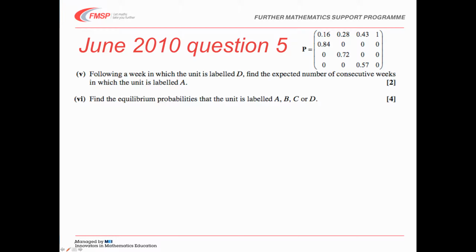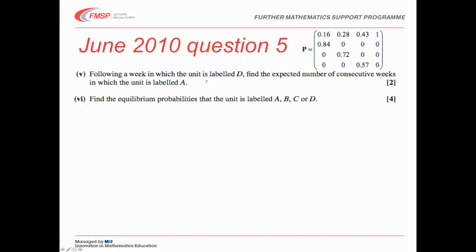Following a week in which the unit is labelled D, find the expected number of consecutive weeks in which it's labelled A. Okay, so we've got an interesting situation here. After it's labelled D, it's definitely labelled A for the next week. And so we want the number of weeks, complete number of weeks.